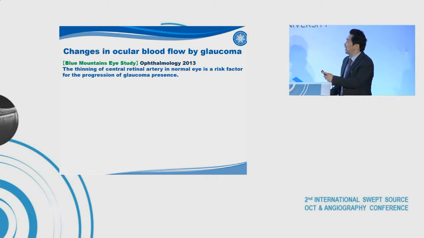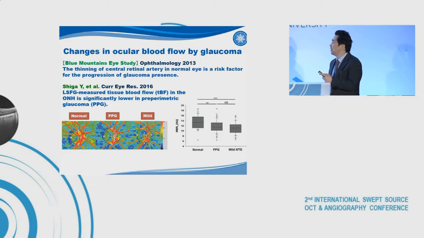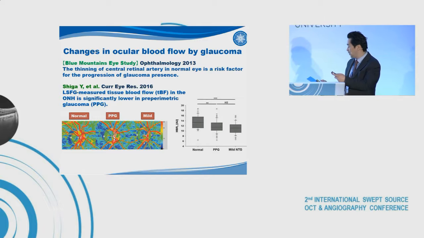And this slide shows the lowering of ocular blood flow in glaucoma patients. The Blue Mountains Eye Study shows that thinning of the central retinal artery in normal patients is a risk factor for the presence of glaucoma. And our data, using laser speckle flowgraphy, which measures ocular blood flow, show that tissue blood flow in the optic nerve head is significantly lower in preperimetric glaucoma. It's a very early time point of glaucoma stages.